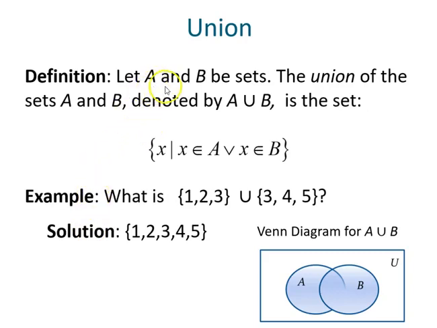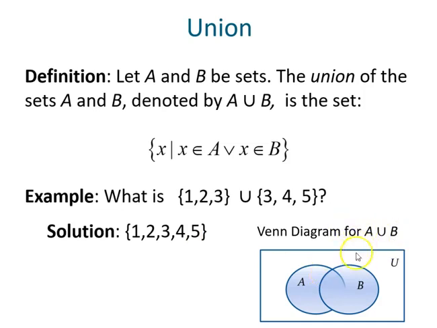Definition: let A and B be sets. The union of the sets A and B, denoted A union B, is the set of X in the universal set such that X belongs to A or X belongs to B. For example, if A is the set {1, 2, 3} and B is the set {3, 4, 5}, the union of those two sets is the set {1, 2, 3, 4, 5}.